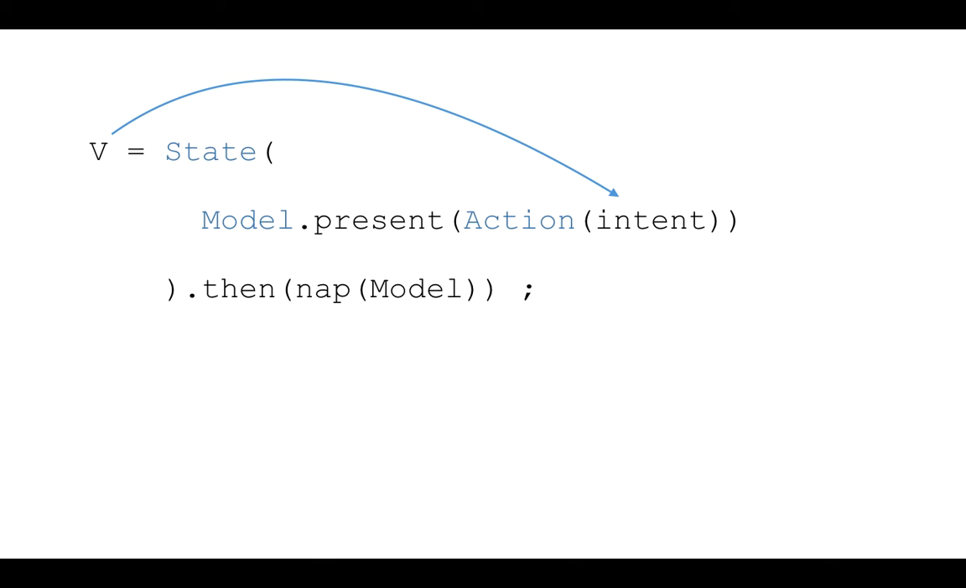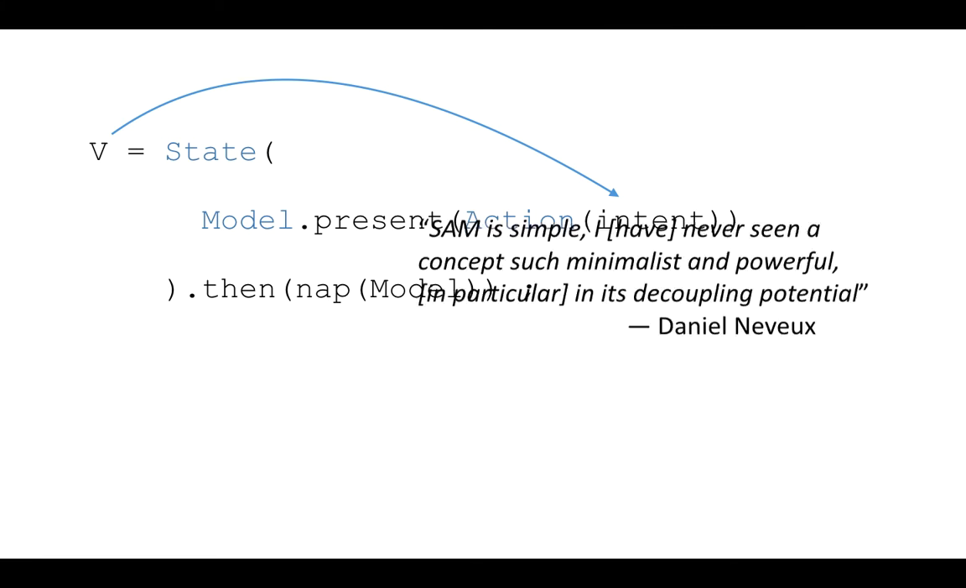So that's SAM. SAM can be summarized in one line of code where the view is a function of the model. That function is called state, and the model is updated with a proposal from an action. And then once the state function has rendered the application state, it also computes the next action predicate and executes any action if needed. I want to emphasize that SAM is very simple.